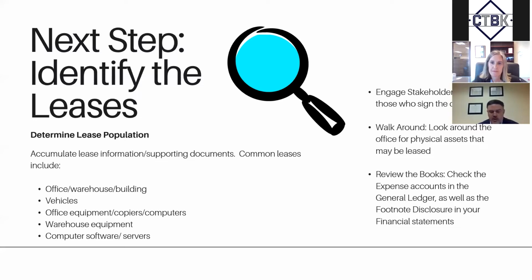And then finally, review the books. Check the expense accounts in your general ledger, as well as the footnote disclosure in your financial statements to see what's included in what you're disclosing. And don't stop just at the rent expense or lease expense accounts. Dig a little deeper. Consider your postage expense accounts where you might have a postage meter. Your office expense accounts may have a copier. Vehicle expense may have your car payments grouped in with your gasoline and your maintenance charges for the vehicle. So remember to talk to individuals, walk around, and then dig into some of your expense accounts on the books as well.